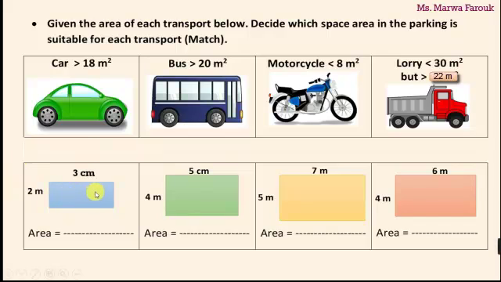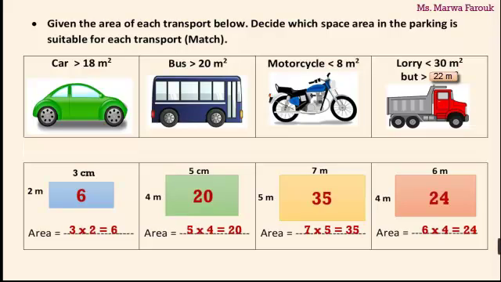I'm going to find the area of each rectangle here. To find the area, I'm going to multiply the length by the width. So here the area is 3 times 2, it's 6 square meters. Okay, what about the area here? I'm going to find the area also by multiplying 5 times 4, it's 20. Here 7 times 5, 35, and here 6 times 4, it's 24. So I got the area of each rectangle: 6, 20, 35, and 24.